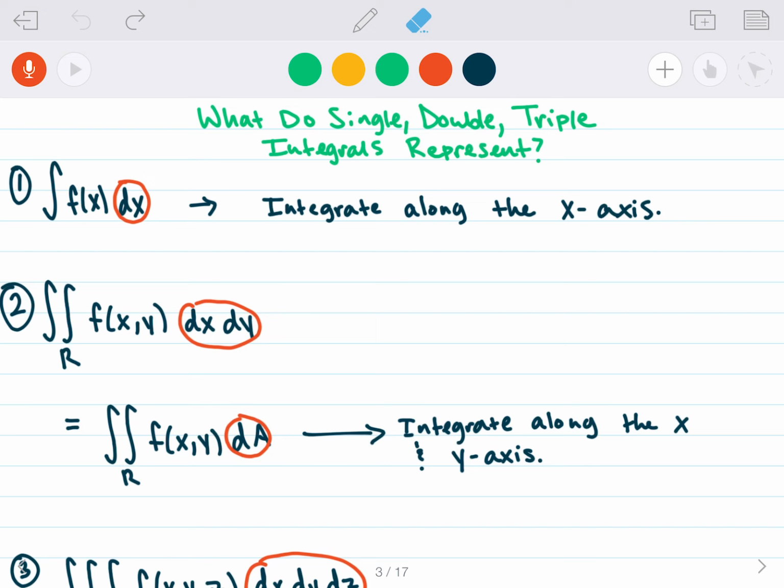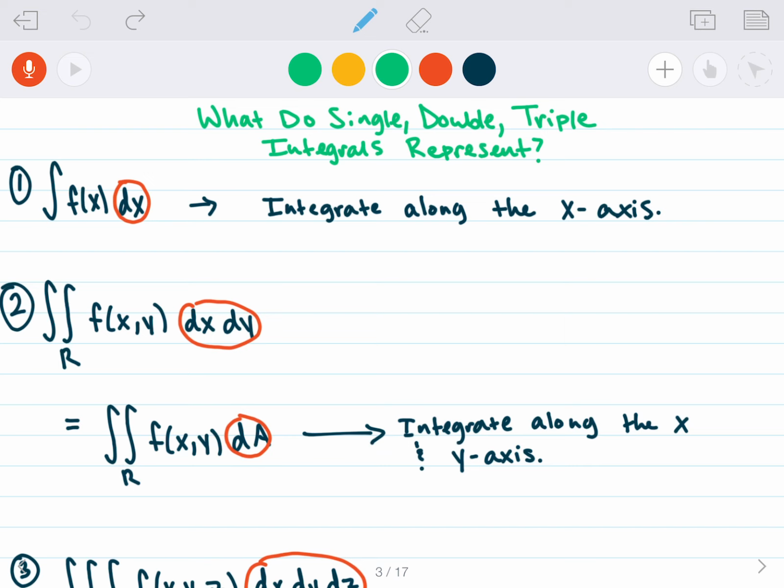In Calc 1, we had a function in one independent variable, and when we integrated it, we looked at the area that was made with the curve, f of x, and the x-axis. And the axis that we traveled along was the x-axis, right? And that's where we got our dx from. That was the width of the rectangle that we were considering, the very small width. So we integrated just along the x-axis when we have a problem like this in single variable calculus.